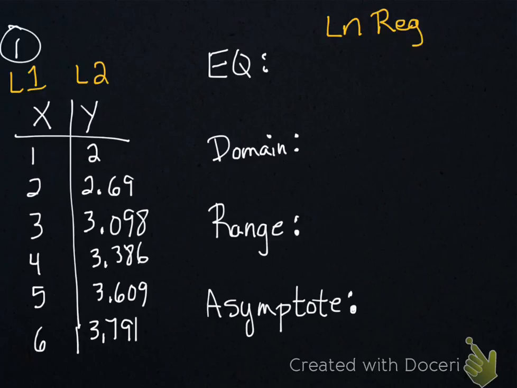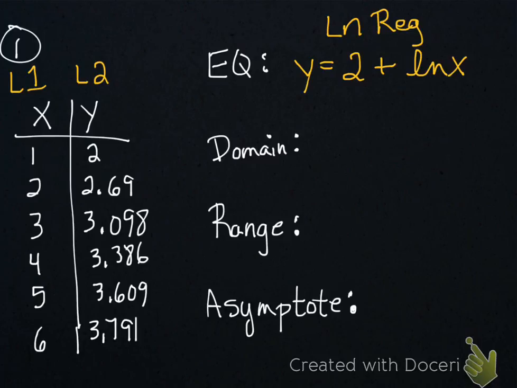When I punch that in, I get A is equal to 1.99 and B is equal to 1. So I plug it into the equation. I have y equals 1.99, which I'm going to round to the nearest whole number, 2, plus my b, which is 1, and then I have ln of x.